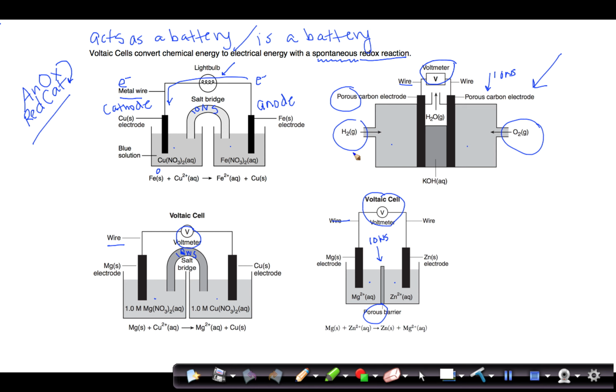So again, what I'd like for you to do is take a look at this diagram on Classroom, and please be sure to upload your picture where you have either typed in or drawn the similarities that you see between the different voltaic cells.